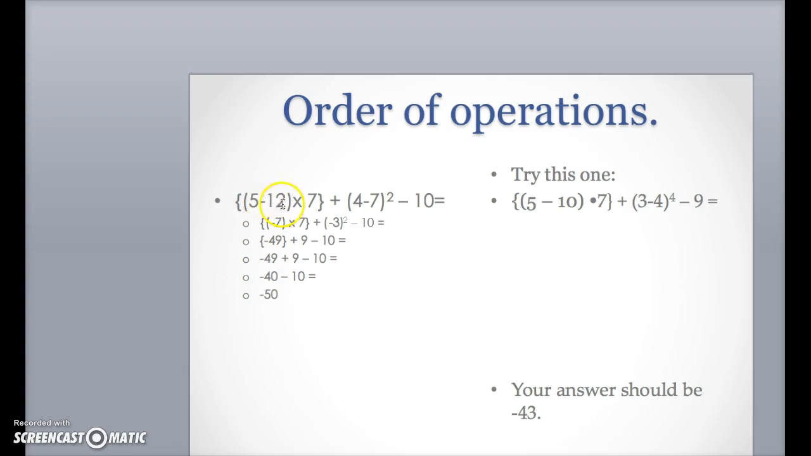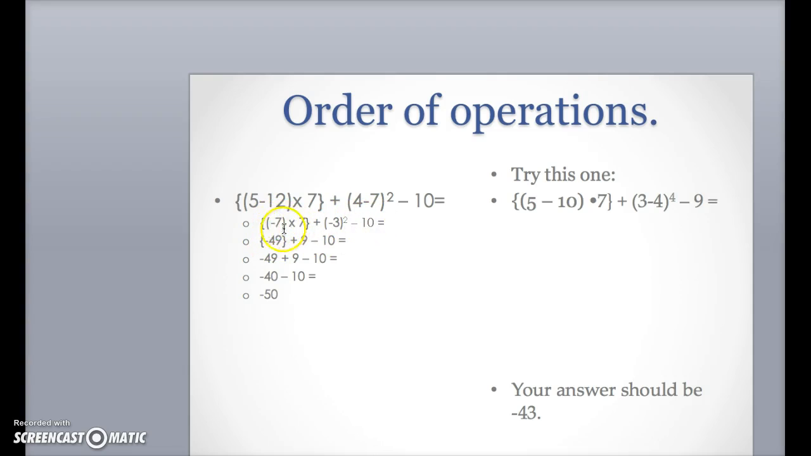So we're going to do the innermost first, right? We're going to do this 5 minus 12 first, and it gives me minus 7. Then as I go left to right, I'm going to do 4 minus 7, which is minus 3 squared. So my first step occurs innermost nested. And so when I do, I have minus 7 times 7 plus minus 3 squared minus 10.